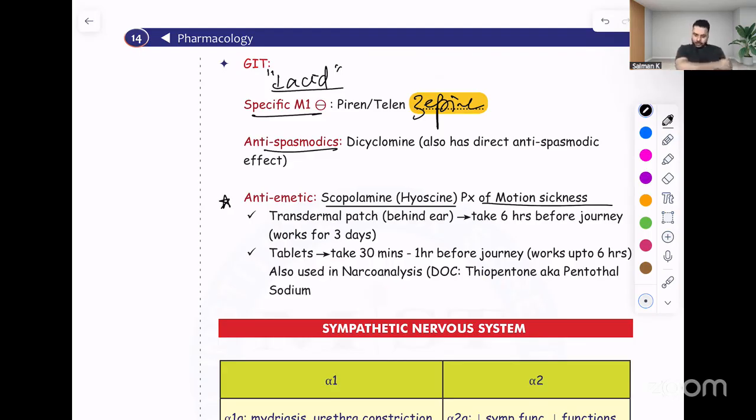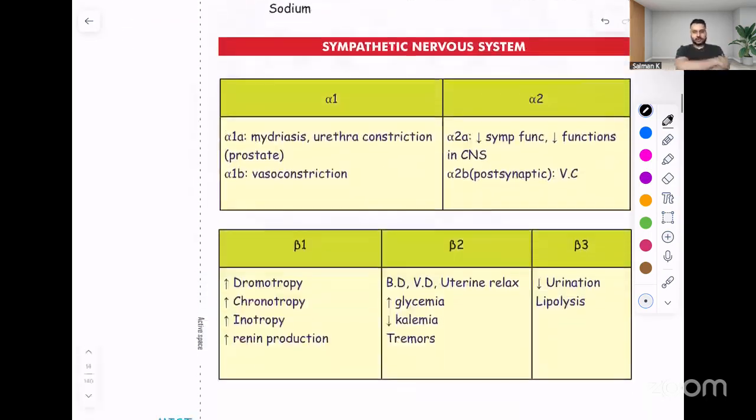Now, as you see this here, this is the drug for motion sickness, meaning some movement which leads to vomiting. You apply the patch behind the ear. Usually, they will ask you about the patch, not the tablets. This works for a long time, 3 days, you will have the action. Done. Next comes the sympathetic nervous system.